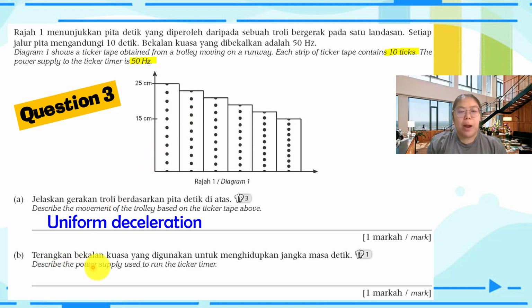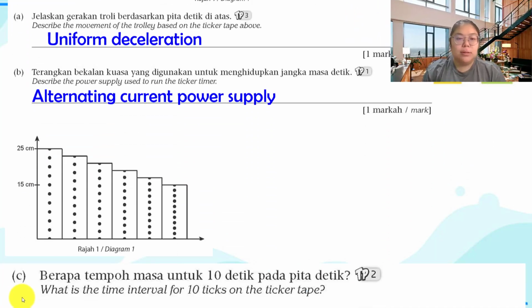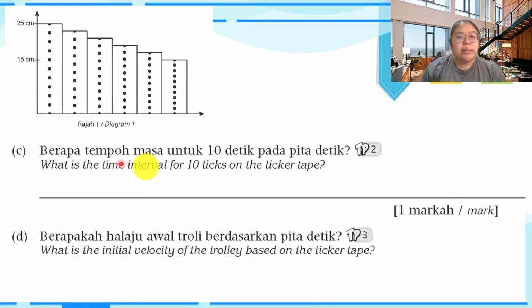Okay, describe the power. For the ticker tape and ticker timer, the power we use should be alternating current because you need to vibrate. Vibrate means it repeats. So we use an alternating current power supply. Okay, what's the time interval for 10 ticks? 1 tick, just now they say 50 Hertz, so I know 1 tick is 0.02 second. Now I got 10 ticks, so you just multiply. So the answer is 0.2 second for 1 bar.